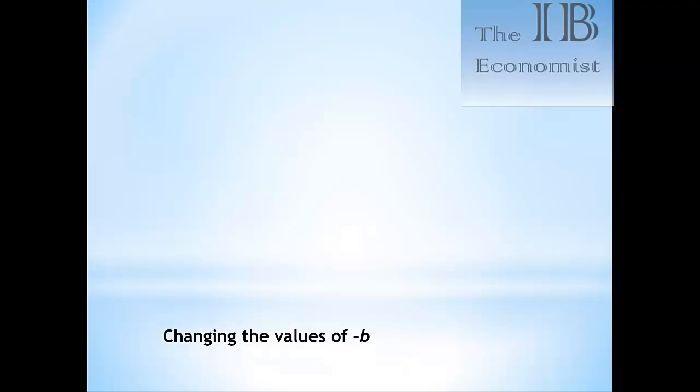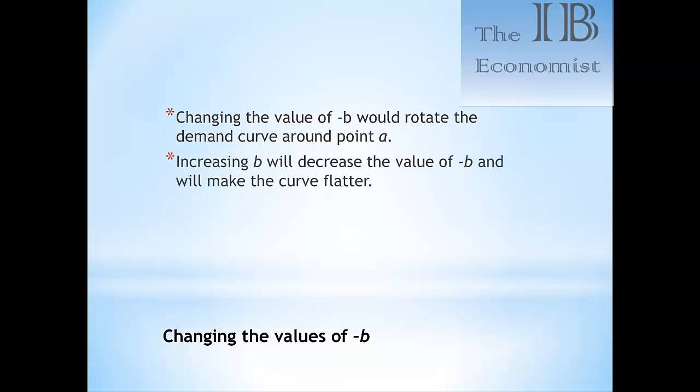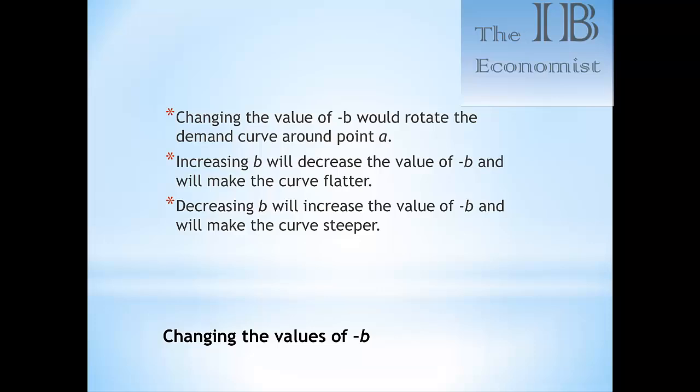We can revise what we just saw with the following three rules. Changing the value of negative B would rotate the demand curve around point A. Increasing the value of B would decrease the value of negative B and will make the curve flatter. Similarly, decreasing the value of B will increase the value of negative B, and this would make the curve steeper.